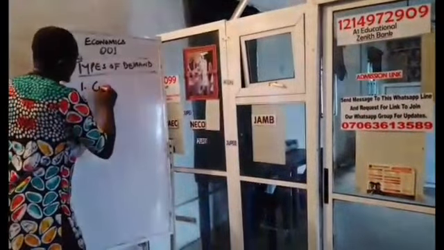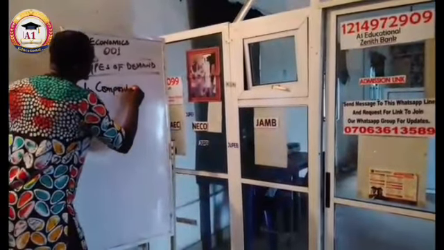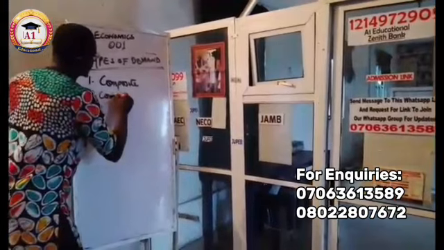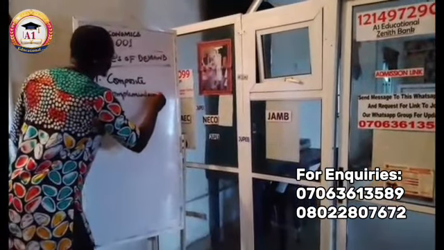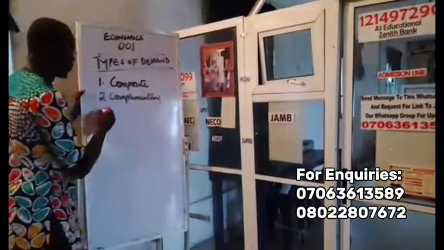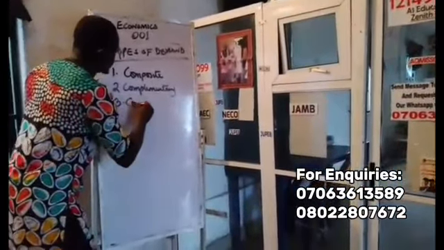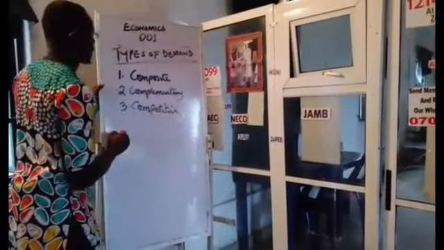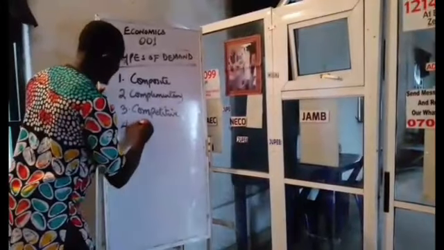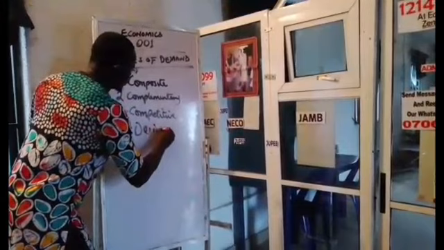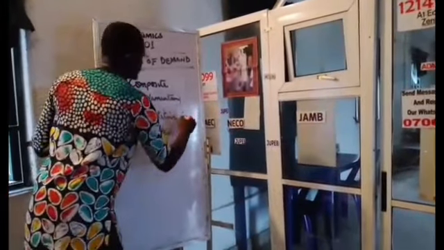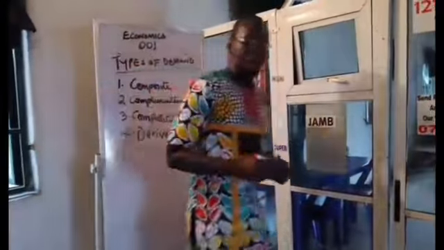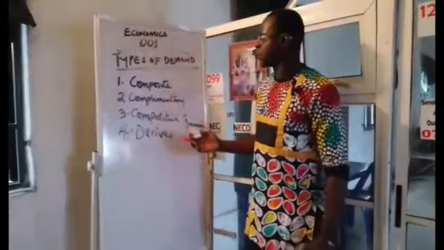One, we have composite demand. We have complementary, also known as joint demand. We also have competitive demand, and lastly we have derived demand. I will take time to explain these various types of demand. Just be attentive.